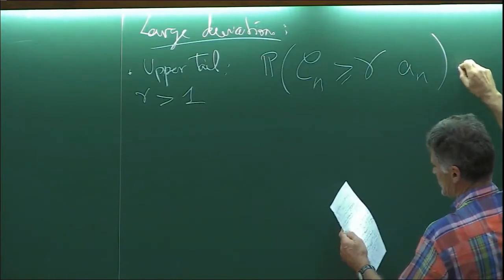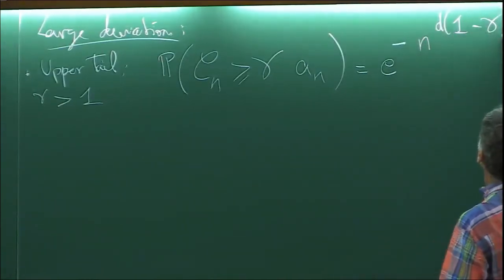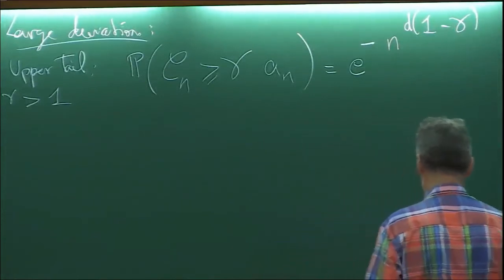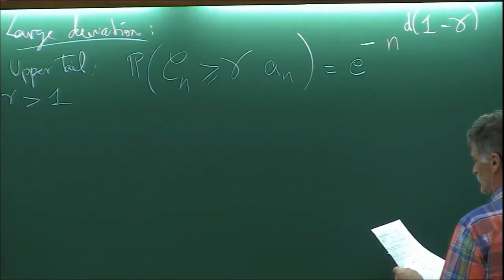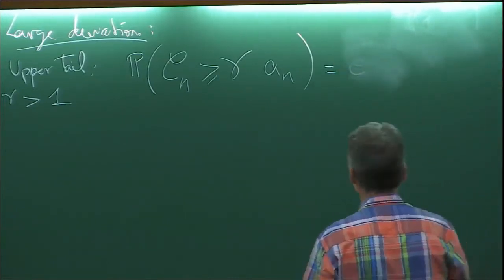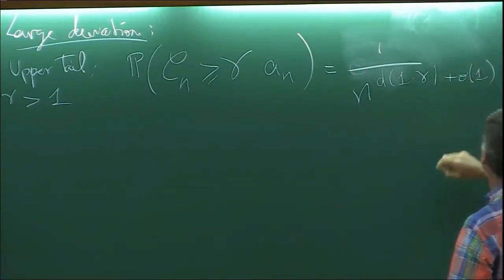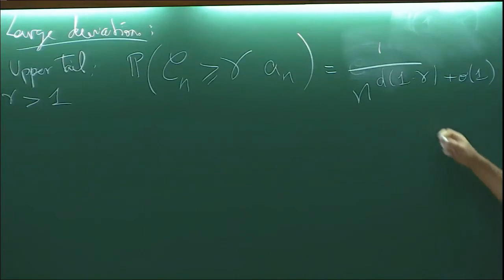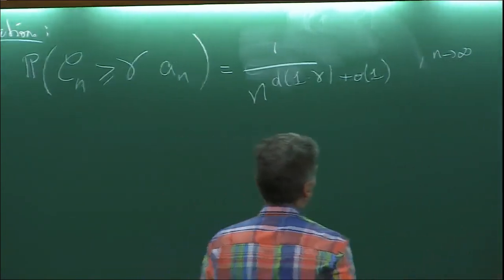And this is equal to exponential of minus n to the d, one. No, sorry. Of course not. That's a polynomial decay: 1 over n to the d times (1 minus gamma), times little o of 1 as n goes to infinity. So the large deviation makes this kind of precision. And this is valid for all d.